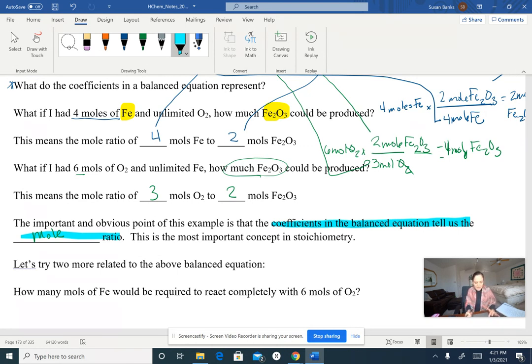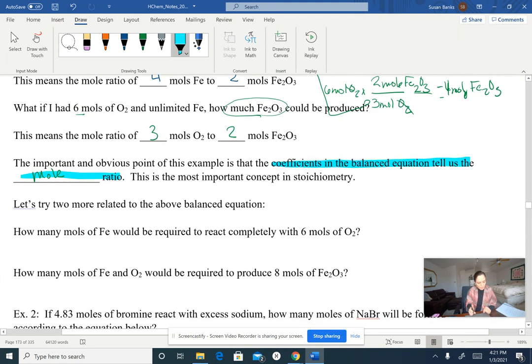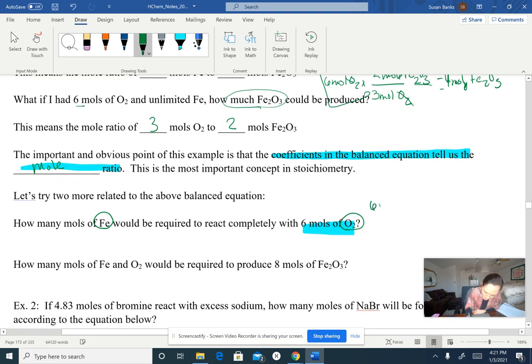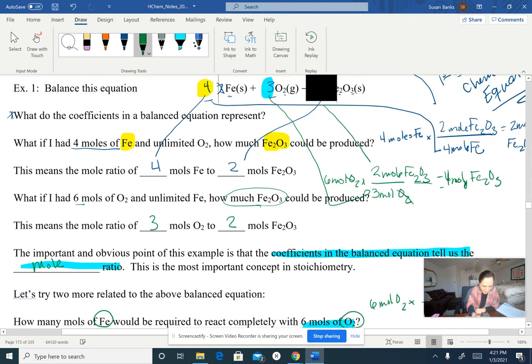Okay, so let's try 2 more related to the above. How many moles of iron would be required to react completely with 6 moles of oxygen? So once again, I'm going to start with my moles of oxygen. I'm going to start with what I know. And this time, we're not going to be even looking at iron 3 oxide. We're going to be comparing oxygen with iron. Okay? So if I have 6 moles of oxygen, we're going to be looking at oxygen here and iron.